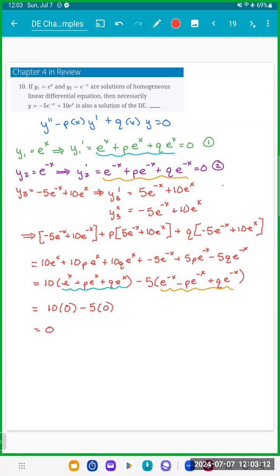Thus, we would be able to say that y equals negative 5e to the negative x plus 10e to the x is a solution. So if you saw something like this on a quiz or an exam, it is not sufficient to just say yes, no, true, false. You have to show and be able to explain and articulate why it is or is not a solution.